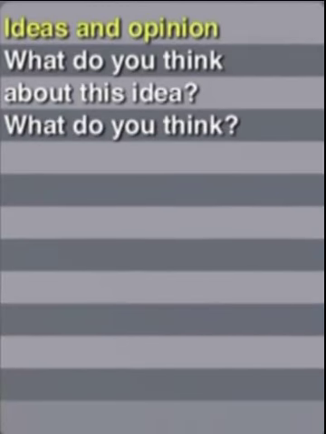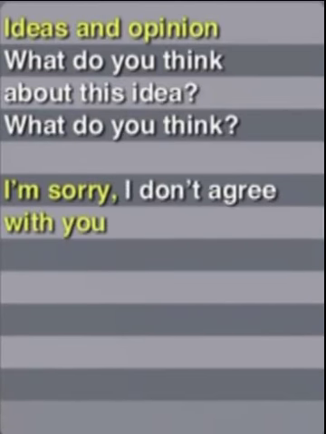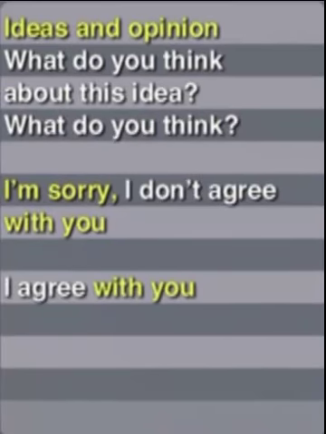Ideas and opinions. What do you think about this idea? This is a good way to ask someone's opinion, or simply, what do you think? How about when you don't agree with someone's opinion? You can say, I'm sorry, I don't agree with you. This is a polite way to say, I don't agree. If you do agree with someone, then you say, I agree with you.